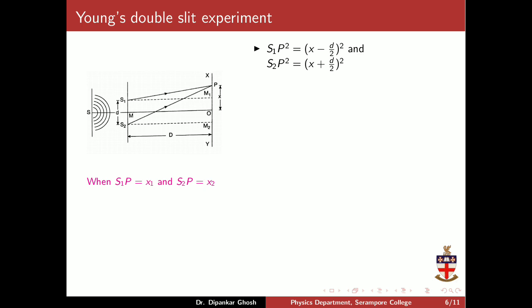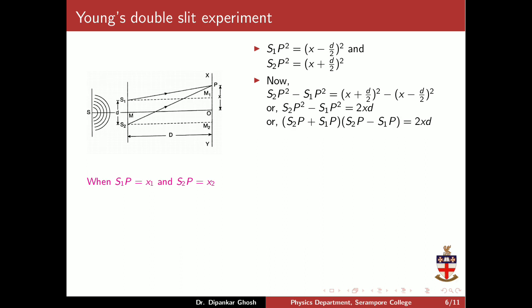So we can easily see by applying Pythagoras theorem that S1P whole square is equal to (x - d by 2) whole square, and S2P whole square is equal to (x + d by 2) whole square. So the difference, S2P whole square minus S1P whole square, will be 2xd. Now, applying the a square minus b square formula, we can break it up into two factors like this.